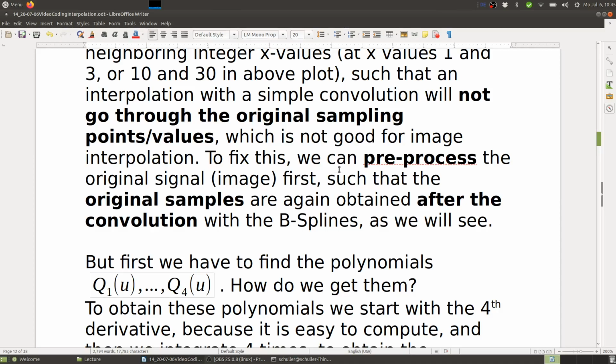To fix this, we can pre-process the original signal or image first, such that the original samples are again obtained after the convolution with the B-splines, as you will see. So the trick is to pre-process the image such that after interpolation we obtain our original sampling pixels back. We don't perform the interpolation on the original image, but on the pre-processed image, also called the compensated image. It's a very simple approach, which works quite fine, as you will see coming up.